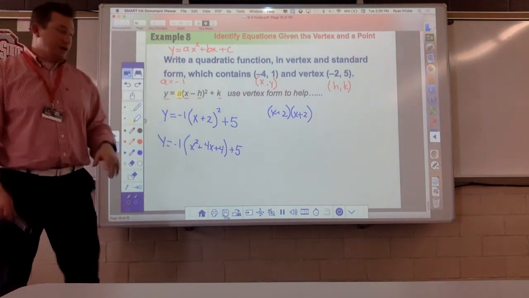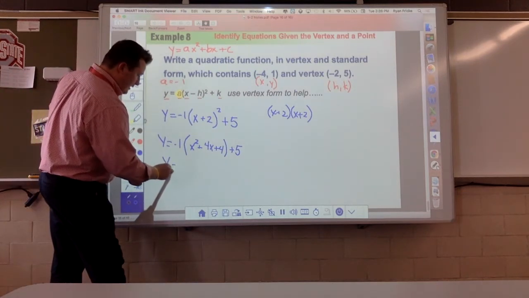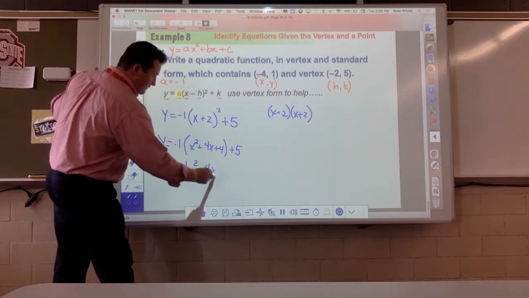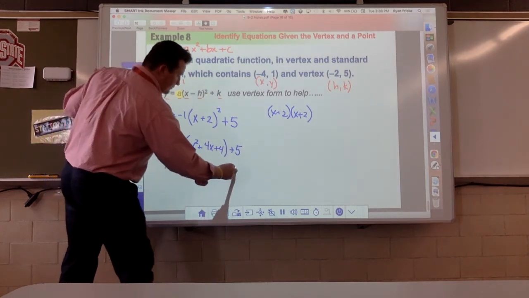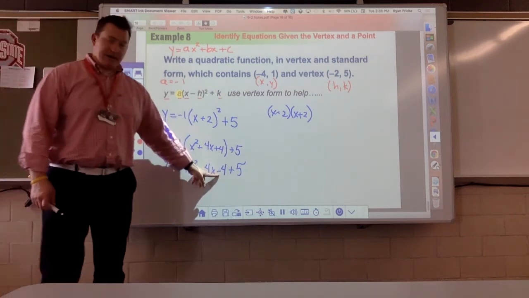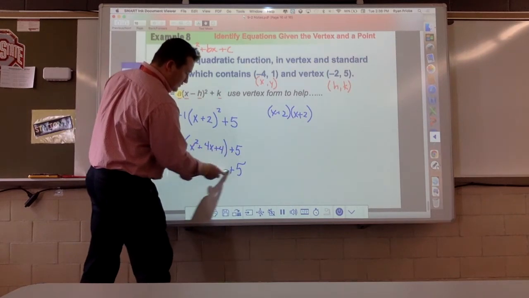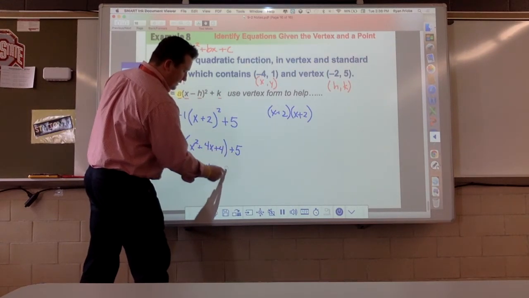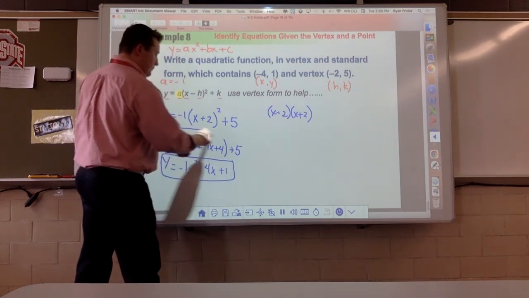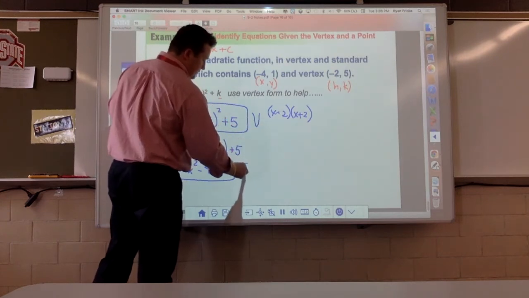Order of operations, who goes next? Well, distribute negative 1 into everything. So y equals negative 1x squared minus 4x minus 4 plus 5. Can you simplify these two terms here at the end? Yeah, we can. Negative 4 plus 5 is just 1. So we'll say plus 1. Okay? So there's standard form. There's vertex form, right? Vertex, standard.